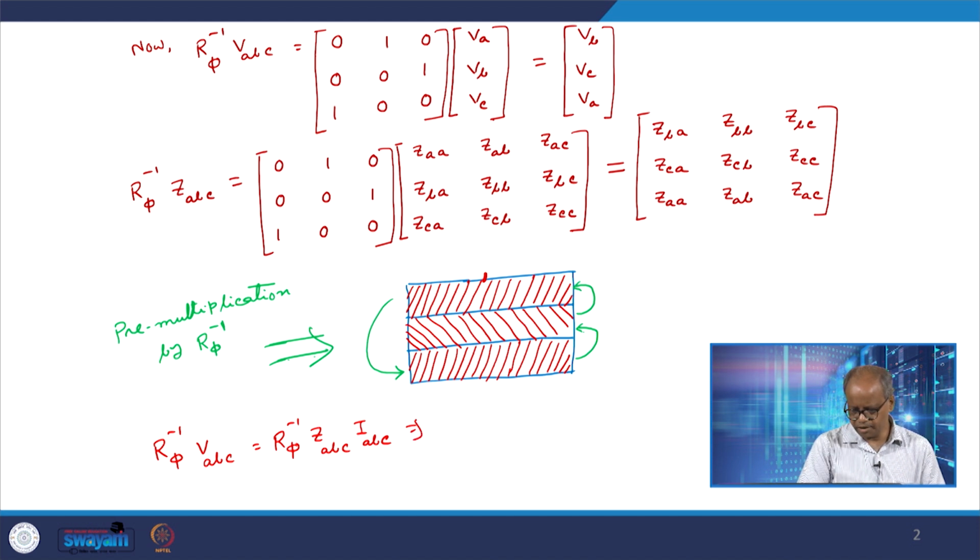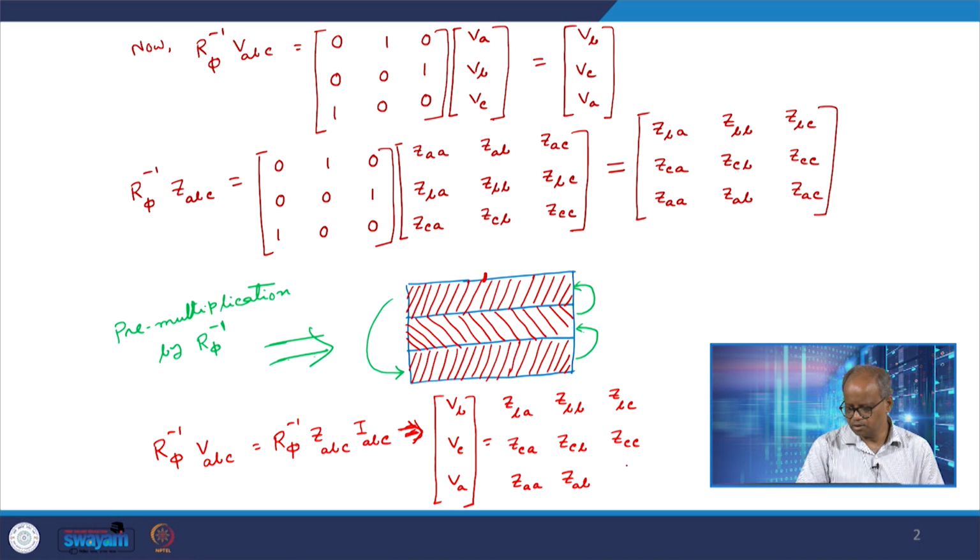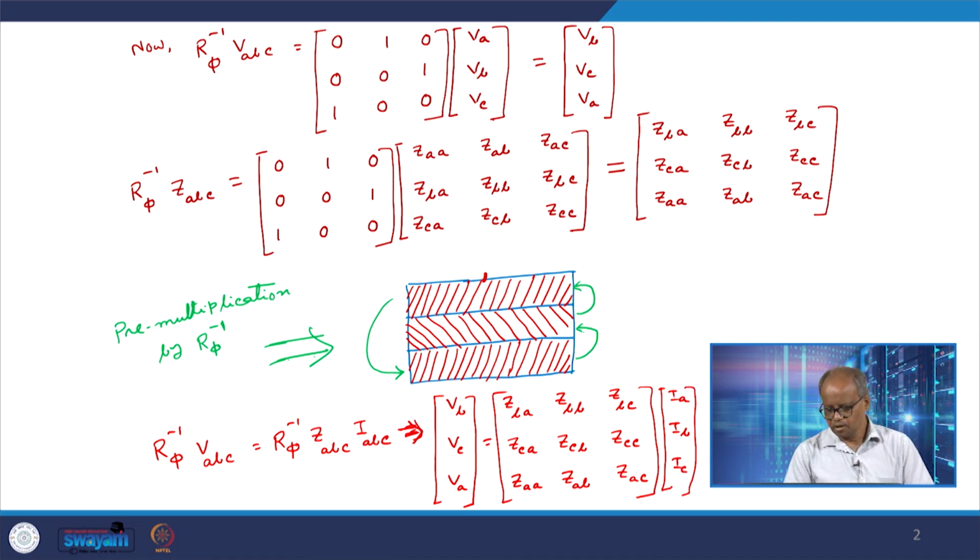what I get is VB, VC, VA is equal to the matrix ZBA, ZBB, ZBC, ZCA, ZCB, ZCC, ZAA, ZAB, ZAC, multiplied by IA, IB, IC. So, this would be the case.